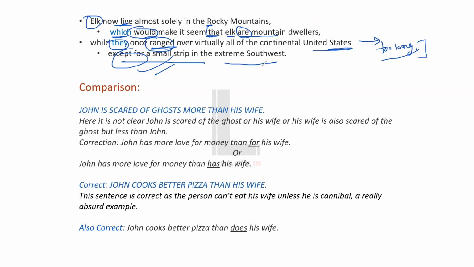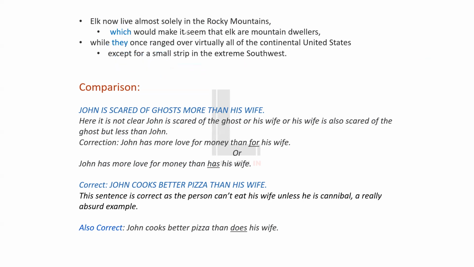So how do you need to do it? Elk, them. Where is them? It seems that they are, where is them? They once ranged over all of them. No, there is no scope for them here. Sir, I was doing this here, which would make it, instead of they. Which would make it, yes, them will come. This would be them, right? This would be them. Fine.